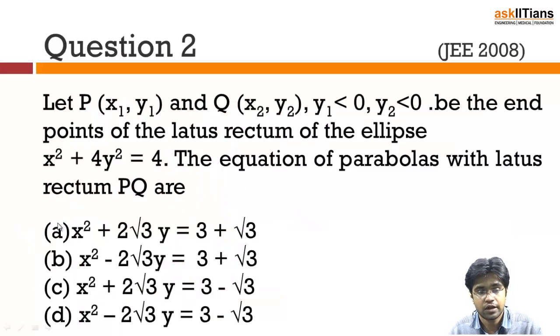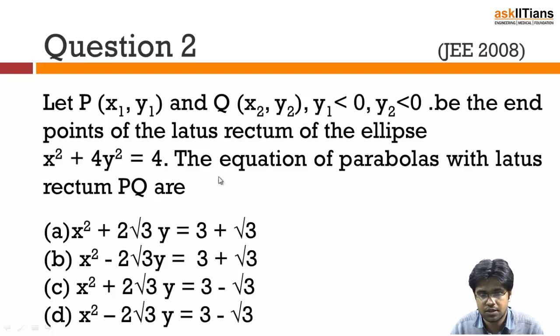Let's move now to the next question. The next question says that let P be a point and Q be another point. So there are two different points, P and Q, where their y coordinates are less than 0. These are the endpoints of the latus rectum of an ellipse. So these are the two endpoints of the latus rectum, and they lie in either the third quadrant or the fourth quadrant, that is below the x-axis, because their y coordinates are less than 0. So that means they are the bottom ends of the latus rectum of the ellipse.